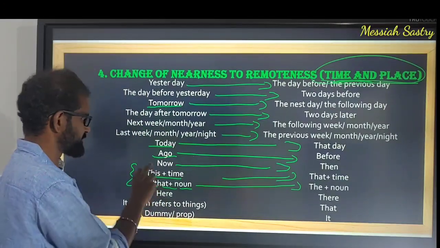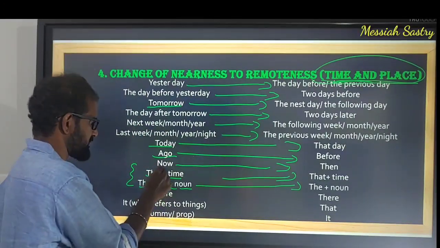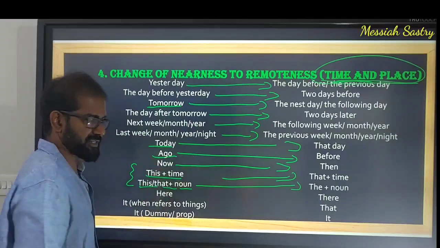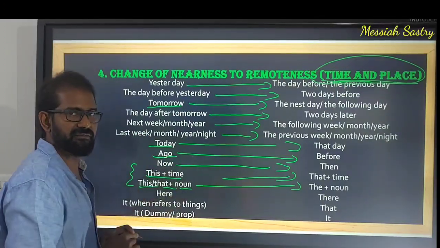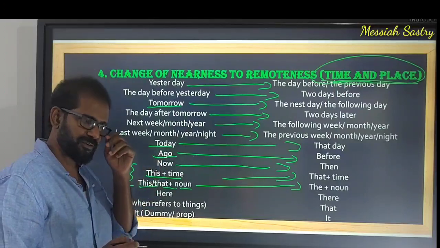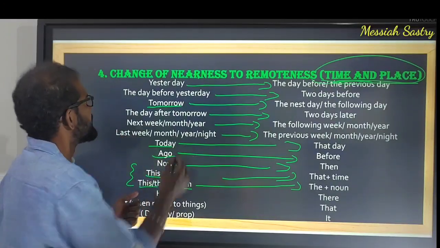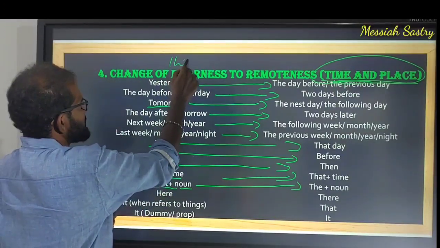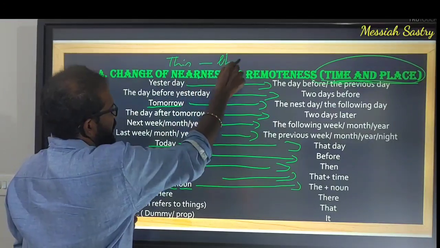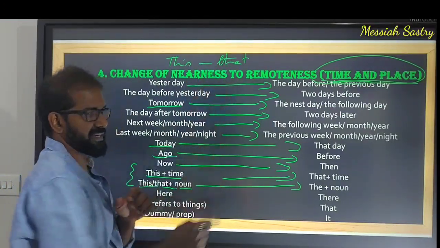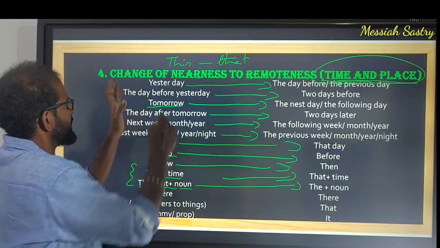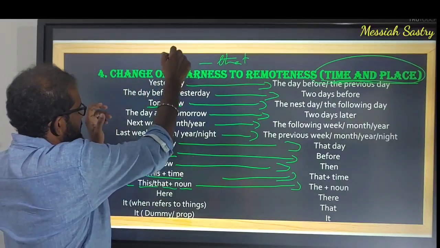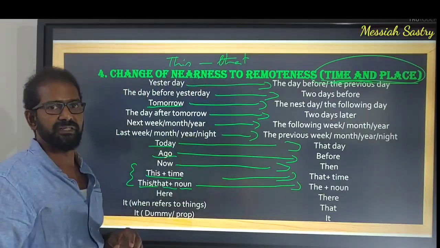Let's give a little concentration to these 2 points. This plus time. You might have learned or heard that we have a habit of changing this to that. No, it is not always. Doesn't this always change to that? No, it doesn't.